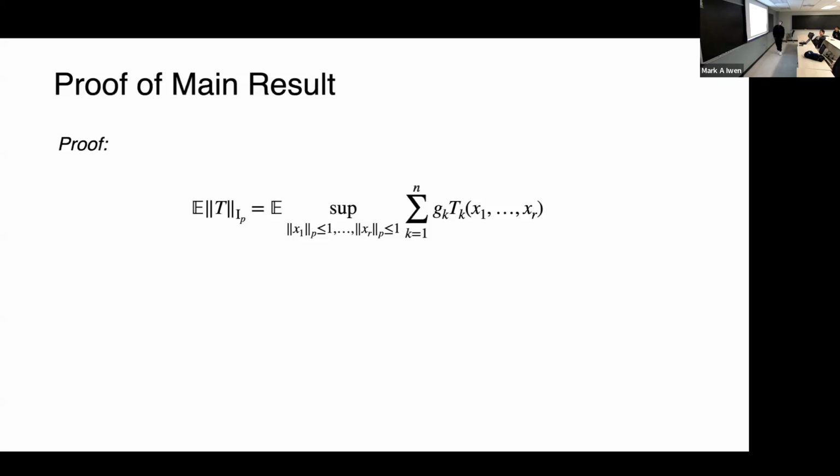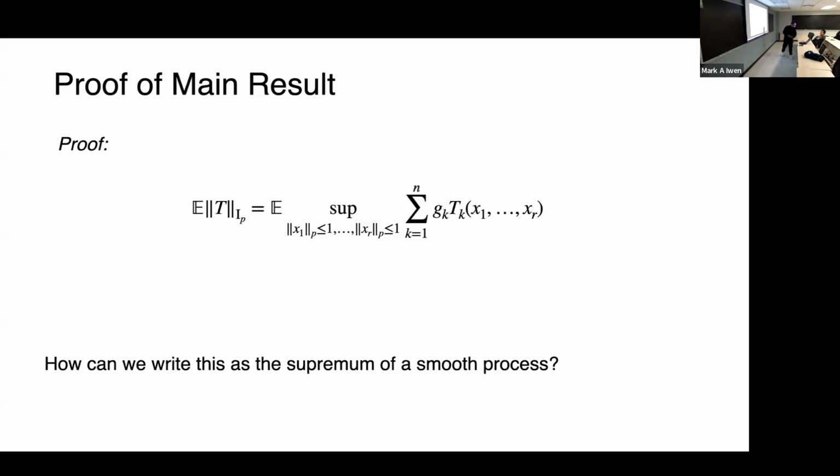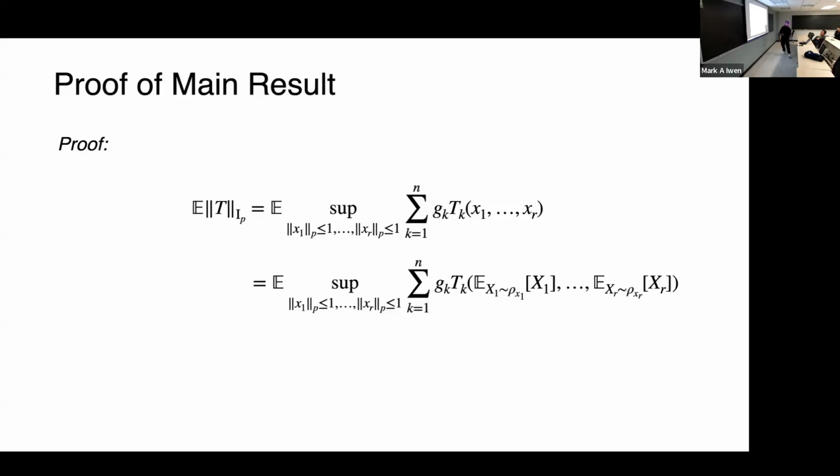Okay, so now let's get into the proof. By definition, the injective norm looks like this, and again we want to get it to look like a smooth process. The first step is almost trivial. I'll just take x_i and introduce some probability measure rho_{x_i} that has mean little x_i. Then this is literally just the definition of the expectation of this vector.